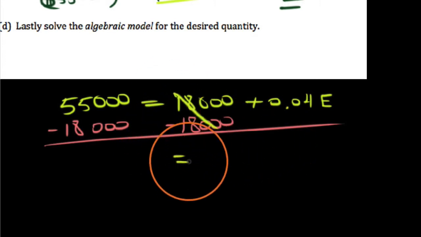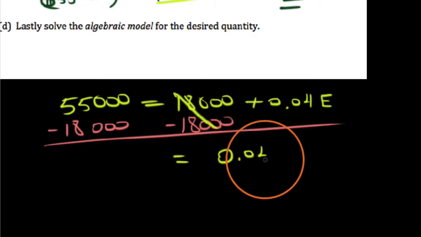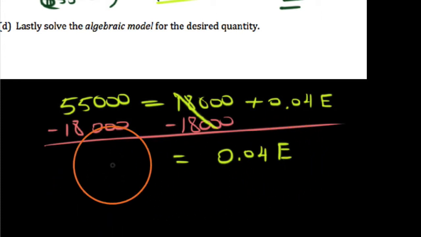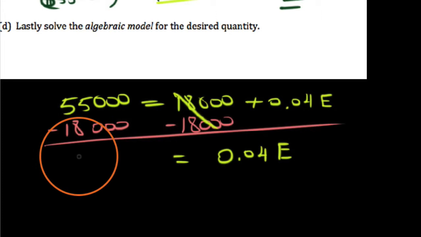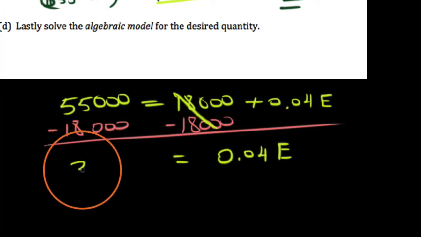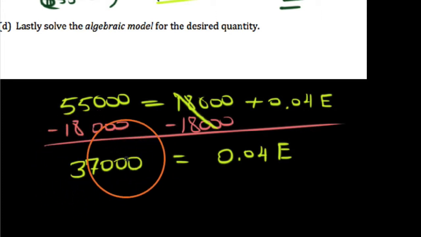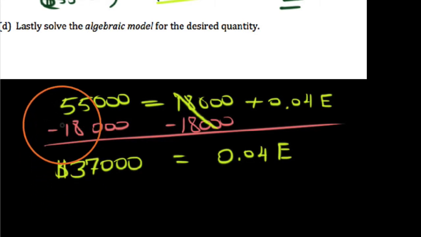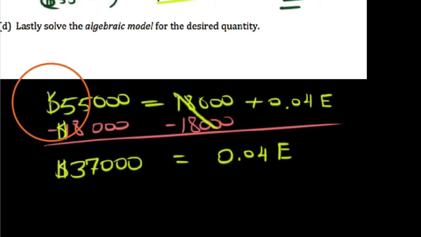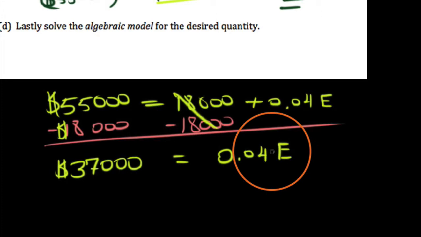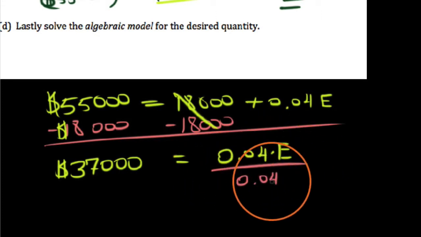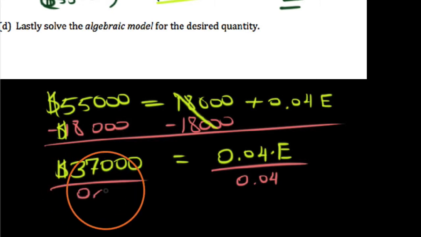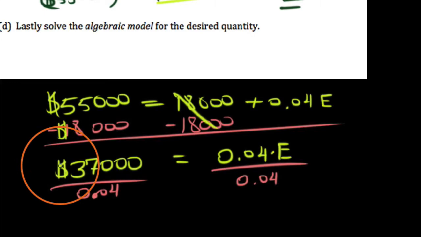And so we're left with this. On the right-hand side, we just have 0.04 E. On the left-hand side, we have 55,000 minus 18,000, so this would be 37,000, and these are all dollar amounts. And so now we're going to undo multiplying by 0.04. We're going to divide each side by 0.04. So now, dividing by 0.04, we can do this on a calculator.